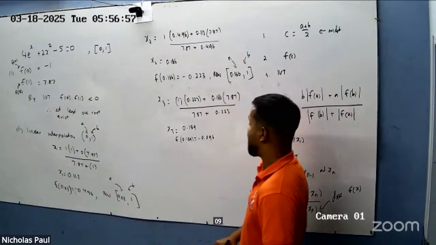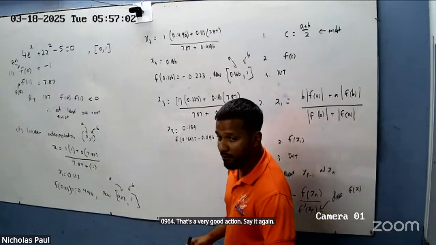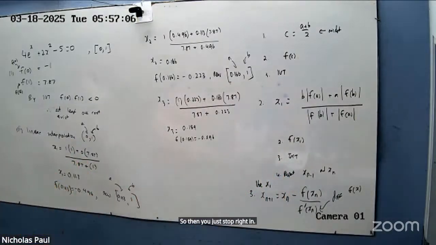0.96. Oh, that's very good actually. So you're getting closer and closer here. Okay? Copy it down so that you stop right there. That's the answer, right? You did 3, we did 3, 1, 2, 3. Let's go again. Here's our answer.